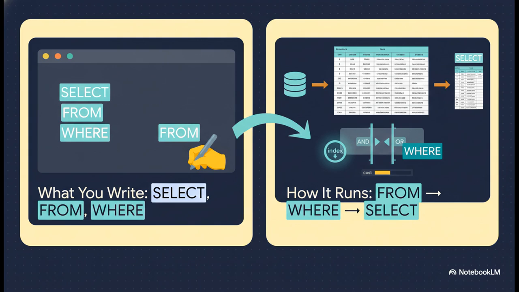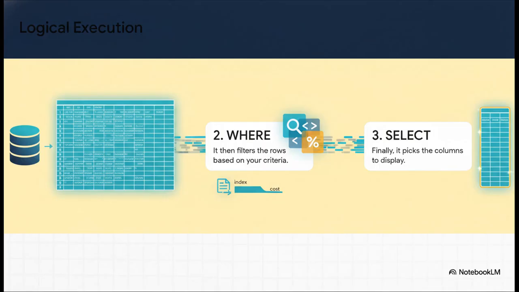The database engine takes what you wrote and completely reorders it for maximum efficiency. It doesn't care about the order you typed it in, it cares about the fastest way to get the answer. So it always starts with from, then it filters with where, and only at the very, very end does it figure out what to select. So let's walk through that, because it's so important.